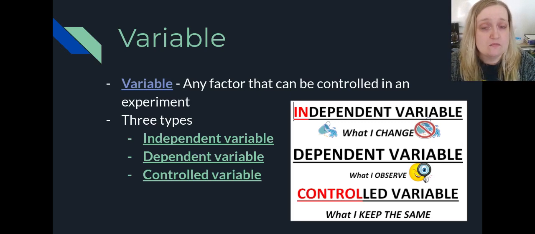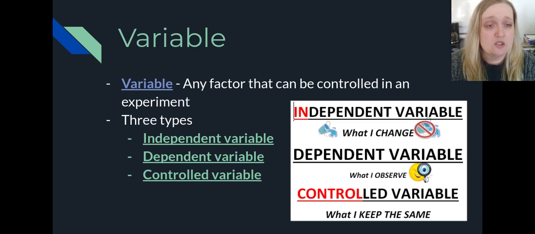Now, a variable is any factor that can be controlled in an experiment. There are three types of variables: independent, dependent, and a controlled variable. So in this picture here, we just have a brief definition of each one. So independent variable is what you change. So N is in red, meaning that's what you put into the experiment. Dependent variable is what you observe. So that's the results of the experiment. So what happens to each group after you add the independent variable.